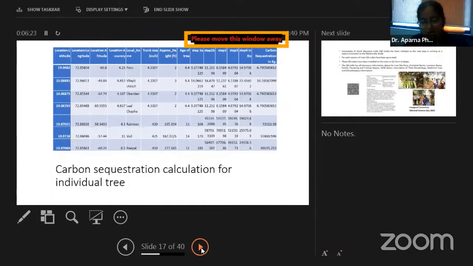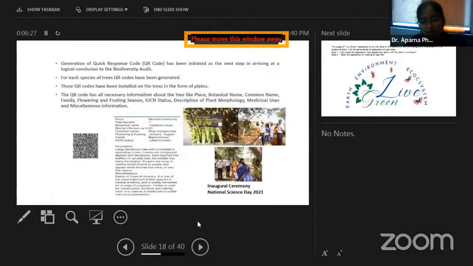The next part which we could achieve was that we also emerged with a kind of QR coding. So if you visit Mumbai University next time, you will definitely find the QR codes. This was basically to engage the younger generation, the visitors, other stakeholders, teaching and non-teaching staff, where they come and then they scan the codes.